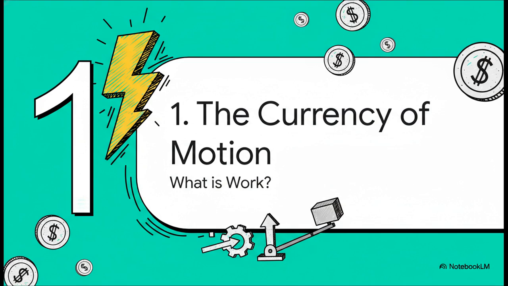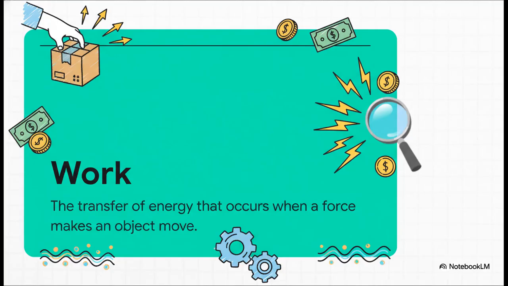Okay, so if energy is the money, then how do you actually earn it, or transfer it, or spend it? Well, the answer to that is a little concept we call work. So in physics, work is literally the transfer of energy. That's it. It is the transaction. It's the moment money changes hands. Think about it. When you lift a heavy box, you are literally doing work on it. You're taking energy from your own body and transferring it into that box. You're basically making a deposit right into its energy account.